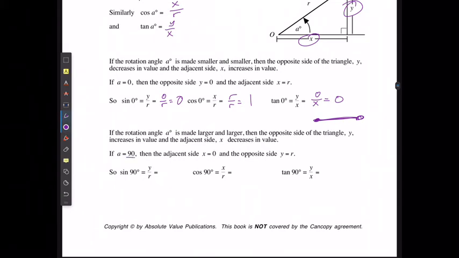If it was 90 degrees, then side x would be 0 and side y would be equal to r. So in this case, that would be the same as r over r, or sine of 90 is going to be 1. For cos, it's going to be x, which is 0, divided by r. That's going to be 0. And lastly, if I have y is equal to r and x is equal to 0, anything divided by 0 is going to be undefined. You should already know this from our slope of a vertical line is always going to be undefined. If tan is the same as a slope, then it works the same way.